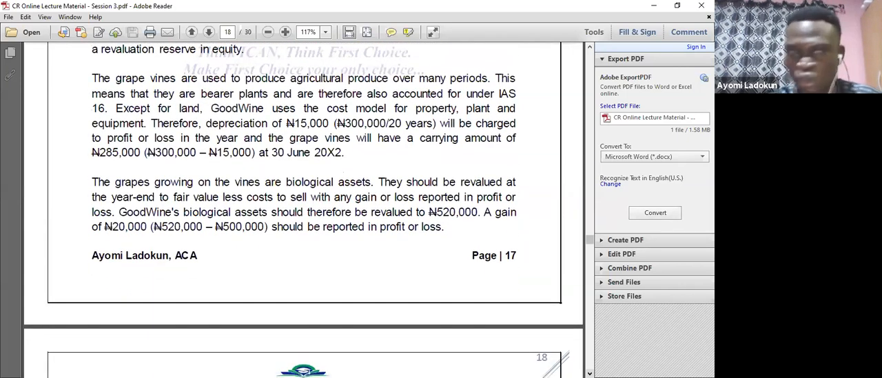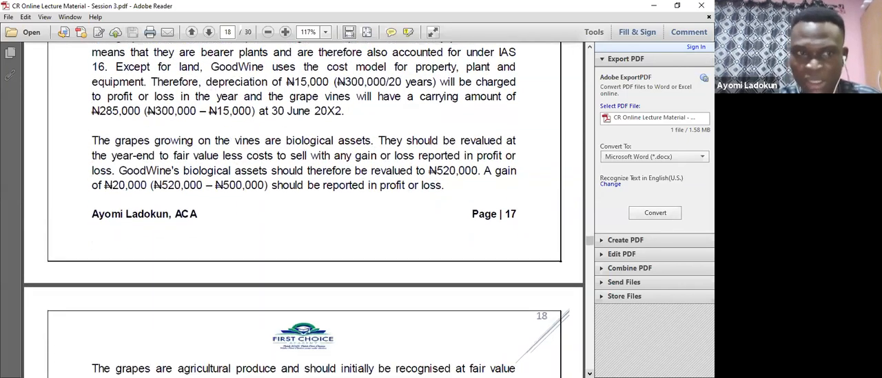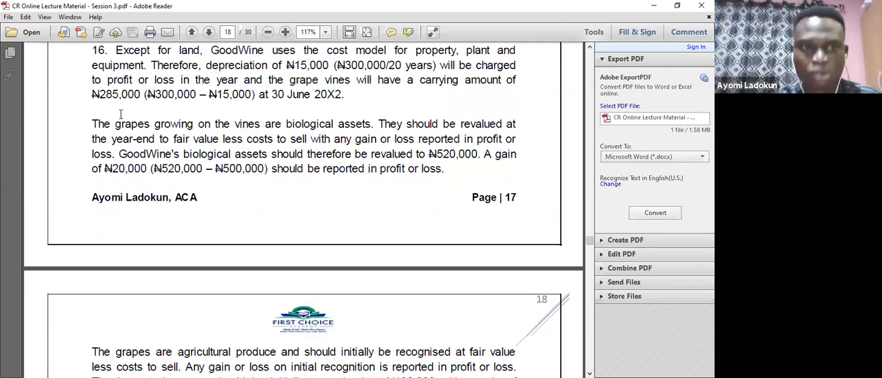So what's the last one? What's the last one? Anybody? What's the last one? Okay, so let's go. Now, the grapes growing on the vines are what? Biological assets. So it should be revalued at the end to fair value less cost to sell. Any gain is reported in the profit or loss account. So your biological asset will now be revalued to 520. Don't forget, there's a gain of 20 to be recorded in profit or loss.